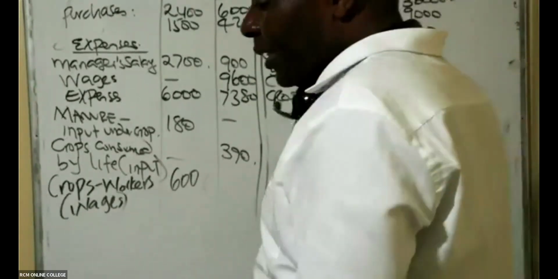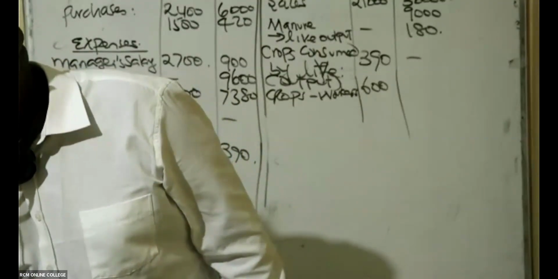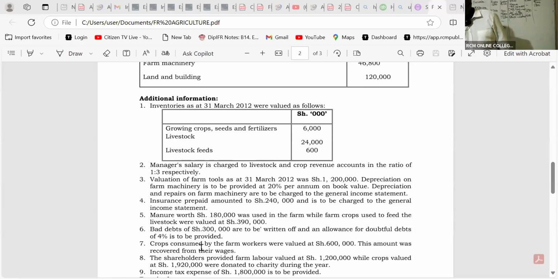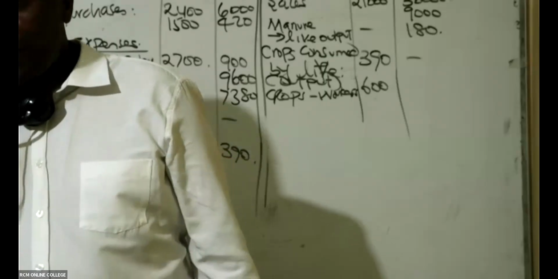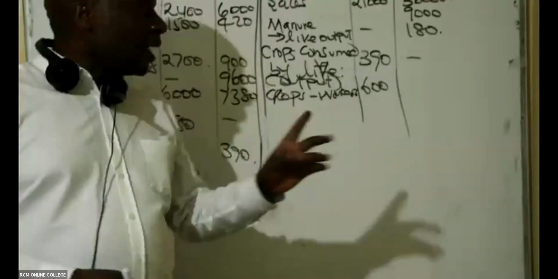So we are told, I repeat here, before I answer this gentleman, that crops consumed by the farm workers were valued at 600. This amount was recovered from their wages. So it's an expense.